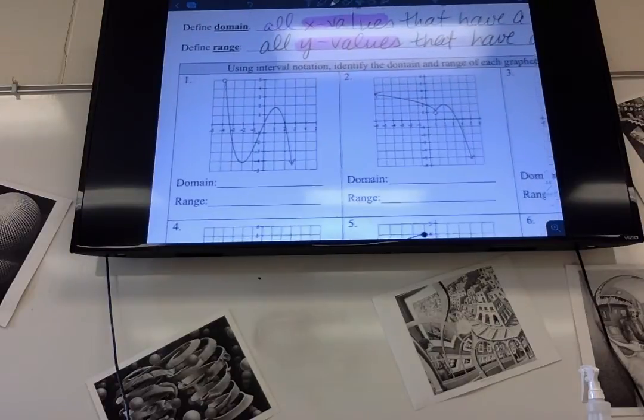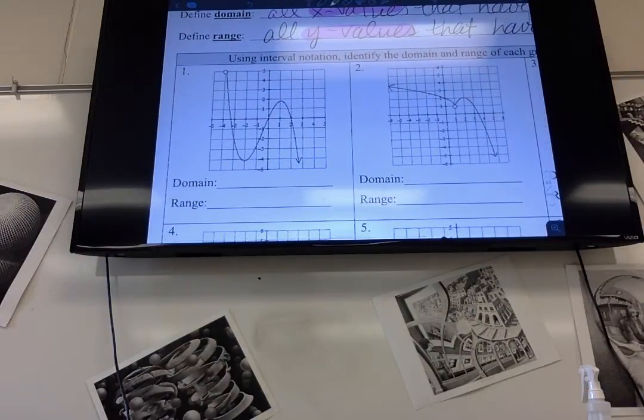So for number 1, domain. So when I trace this, I'm not looking at up and down, I'm looking at left to right. Where does it start when I'm on the left? -4. Starts at -4. This point right here is an open circle. So it doesn't go anywhere beyond -4, and it doesn't include -4.